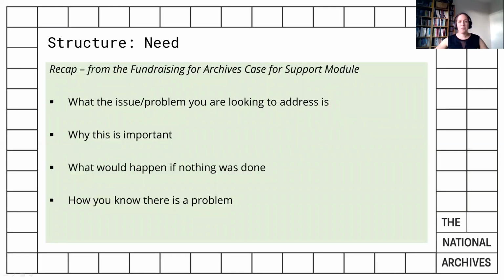And just a quick recap on what I mean by need, but I'm going to assume that you're comfortable with this and you're comfortable gathering the information you require to demonstrate the need for funder support. So by need, we're talking about what is the issue or problem we're trying to solve, why is that important, how do you know it's there, and what would happen if nothing was done. So I'm going to assume that you're ready for that, and instead we're going to look at how you align that with your potential funders' requirements and interests.